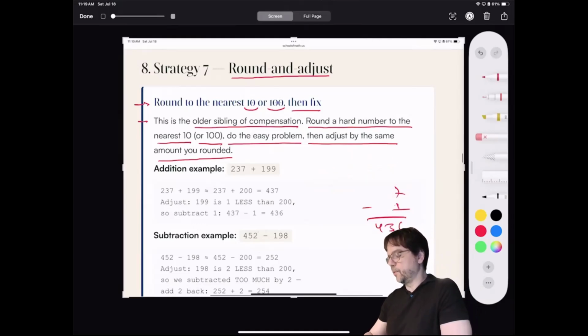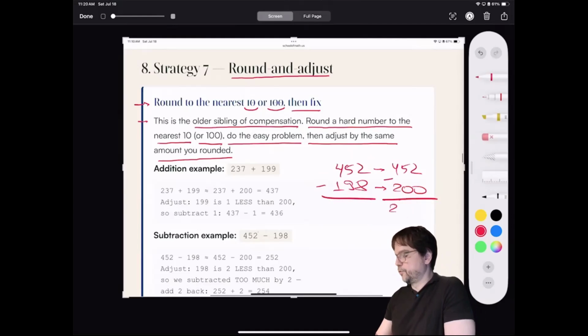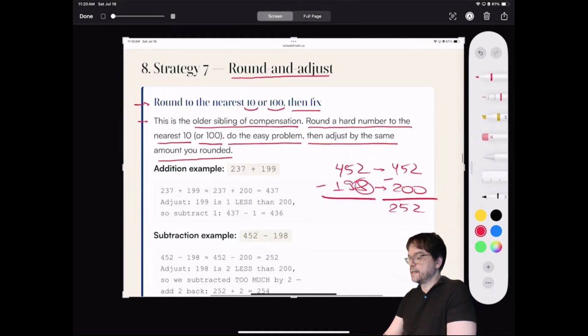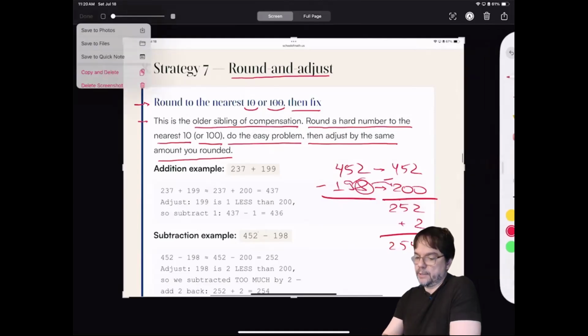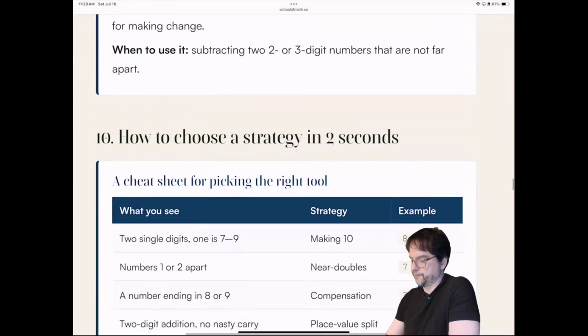Now, the other one. 452 minus 198. 452 minus 200 is 252, as you said. But here, I am doing two less. I added two, so I need to give back these two. So plus 2 is 254. Is that okay? And with this, we go for our last strategy.